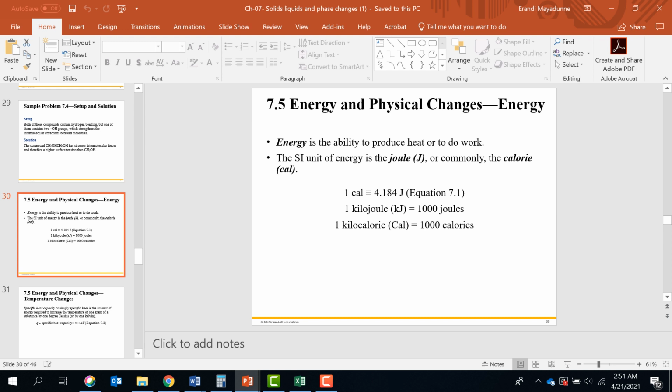So now I'm moving to a new section, which is energy and physical changes. We talked about solid properties and liquid properties, and now the next topic is energy and physical changes. You need to know what energy is. Energy is the ability to do work or produce heat.